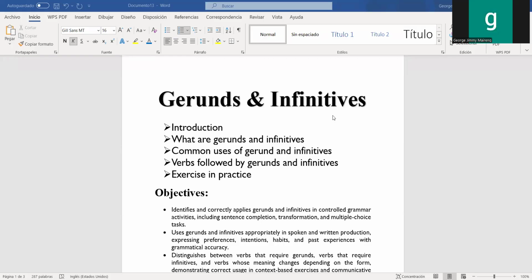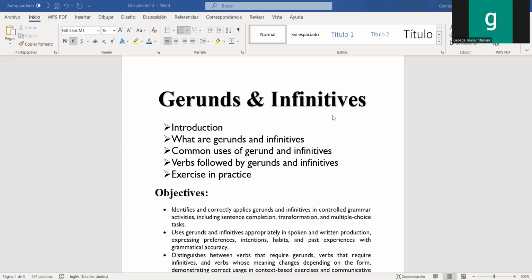So in this session, folks, we're going to talk about gerunds and infinitives, and there are some things that we're going to include in these sessions, like the introduction, I mean the importance of gerunds and infinitives. What are gerunds and infinitives? Common uses of those, some verbs followed by gerunds and infinitives, and some exercises in practice.